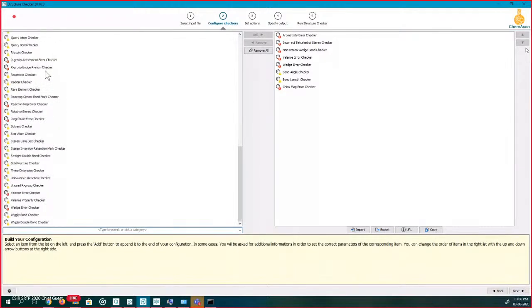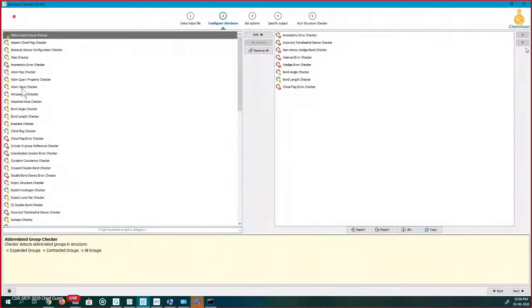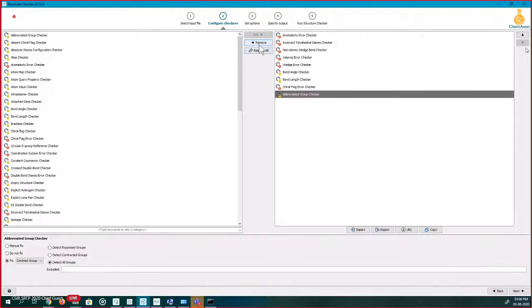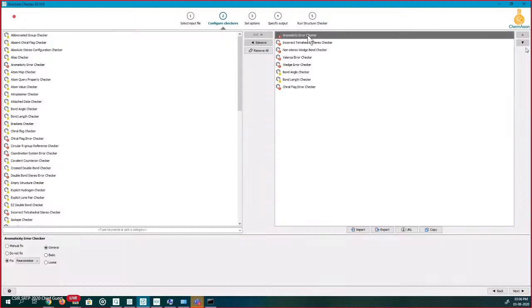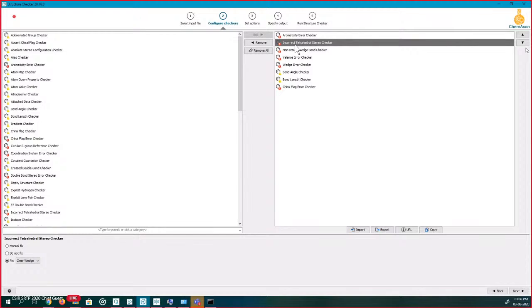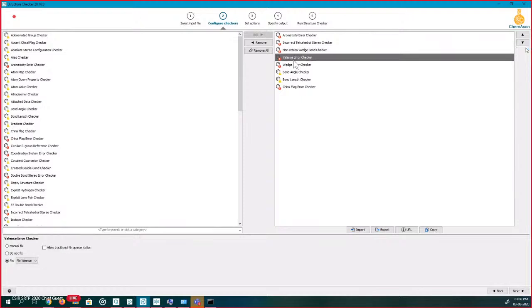So there are many options available, and some of them I've already selected. It's the same way you want to select, basically. You select the one which you want, click on it, and click add. So it will be added to your configuration. That's how you do it. I have already done these, I think 8 different structure checkers. The first one is that I want to check if there is any aromaticity error in my molecule. If there are any incorrect tetrahedral stereo structures, or non-stereo wedge bonds in my input structure, or any valency issue. Like these things which I mentioned in the slides, I selected them, which I think is useful in my case.